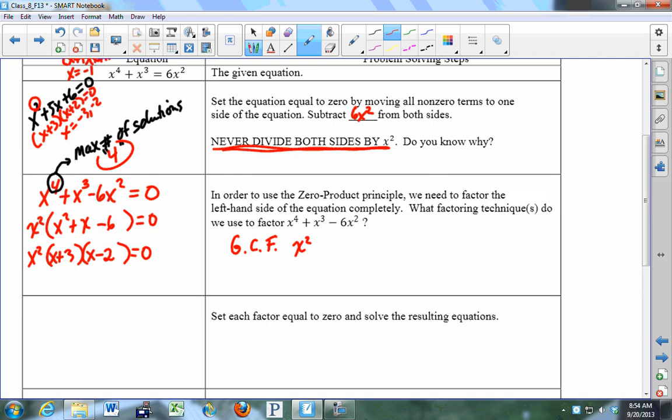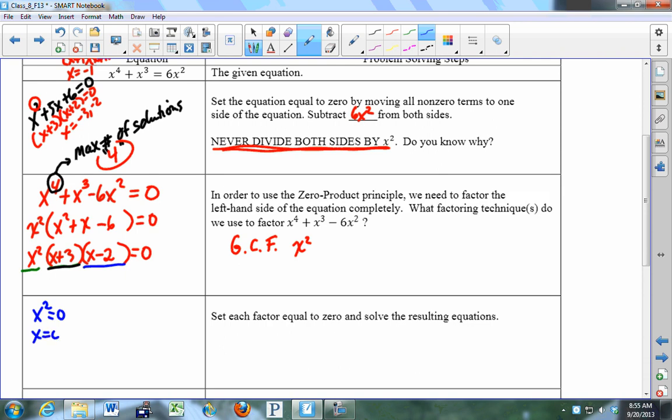So now you have 3 factors. I'm going to underline them in different colors. And here's our blue factor. So you set each factor equal to 0. So I take out my first factor, x squared, and I set it equal to 0. When I take the square root of both sides, I only get one answer because 0 is its own square. It doesn't have a plus and a minus.